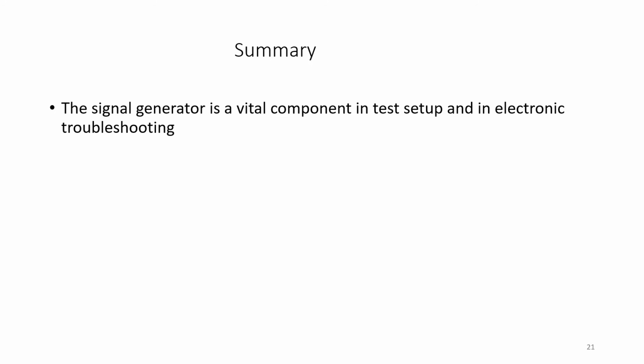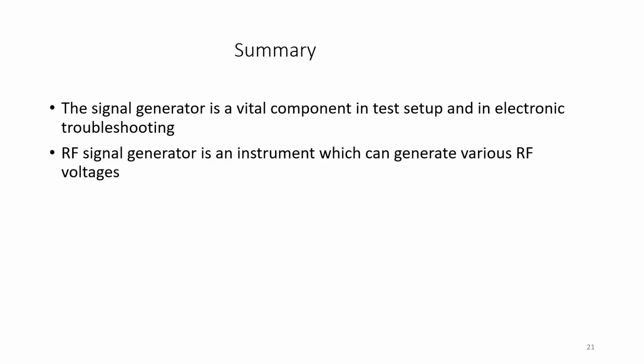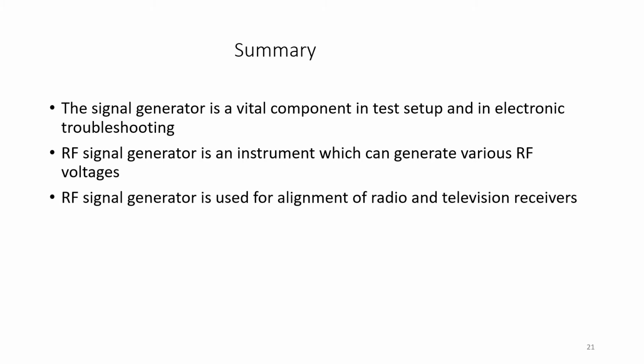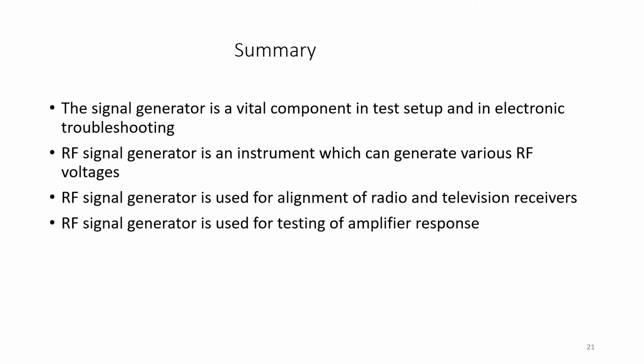So basically, what are we using a signal generator for? It is used to generate the radio frequencies. We have an attenuator. Also, we have the amplitude modulated signals, the frequency modulated signals, and high frequency signals, which are useful to test a radio receiver or to test any electronic setup. So this is an instrument which can generate various RF voltages. It is used for alignment of radio and television receivers. This RF signal generator is used for testing of amplifier response.